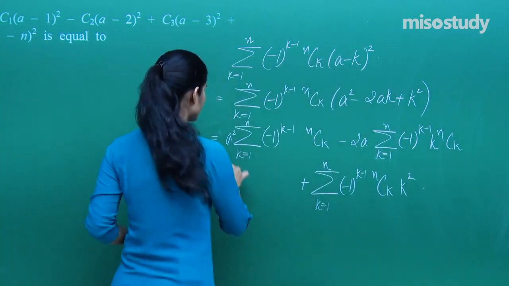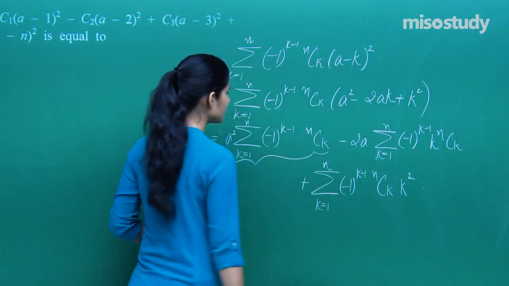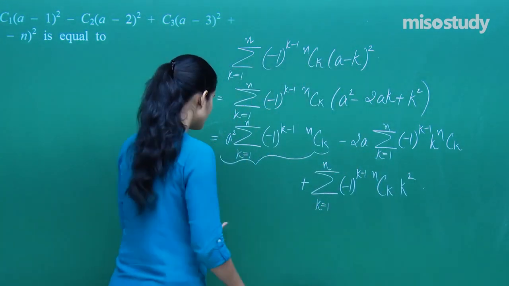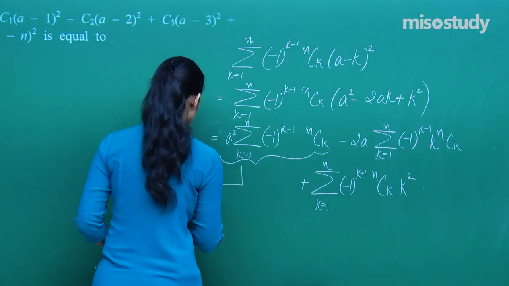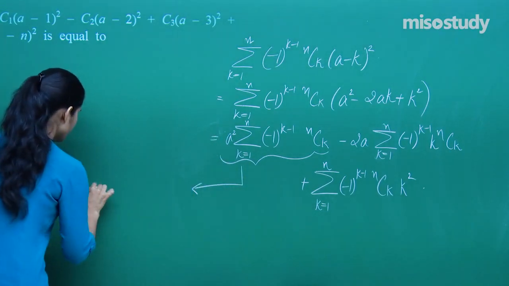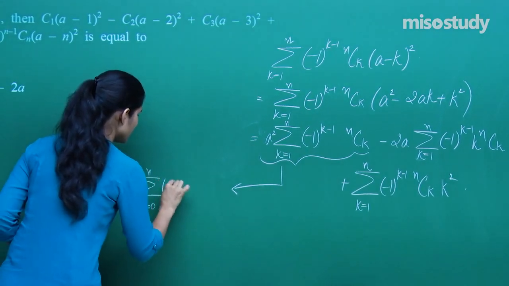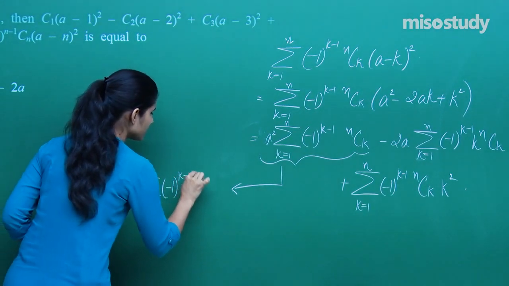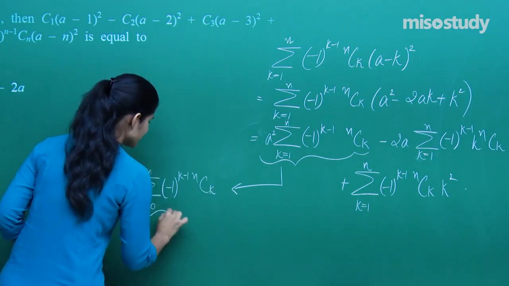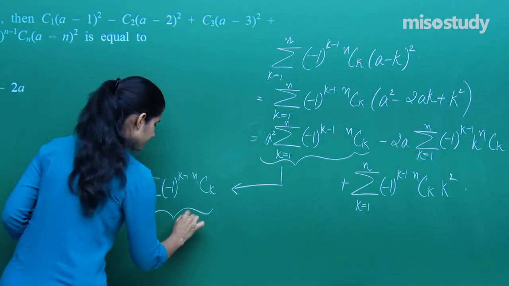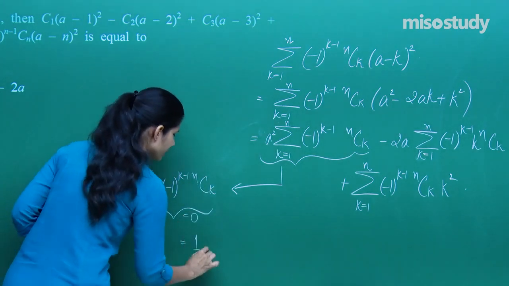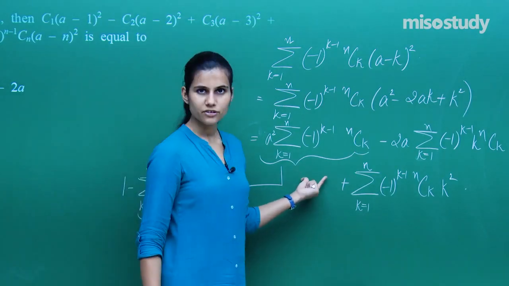Now one by one let's try to understand. If I talk about this summation, I can write this alternatively as what? This can alternatively be written as 1 minus summation k going from 0 to n minus 1 to the power k minus 1 nck, and this is nothing but equal to 0. So from here you get 1 as the answer of this summation.